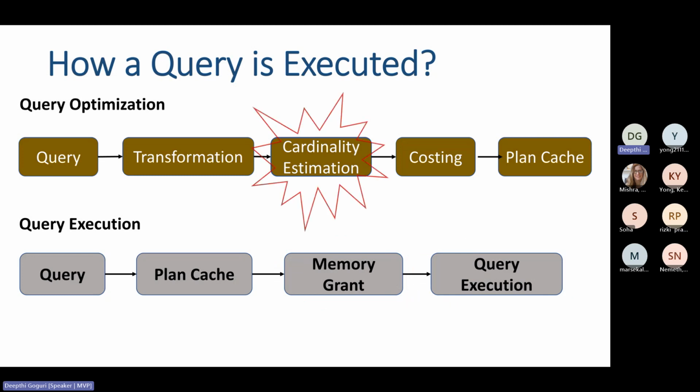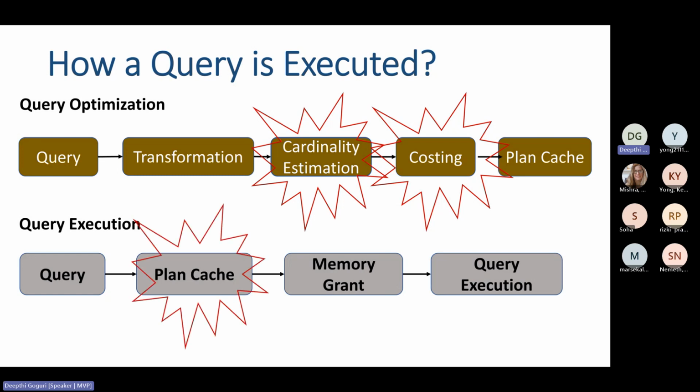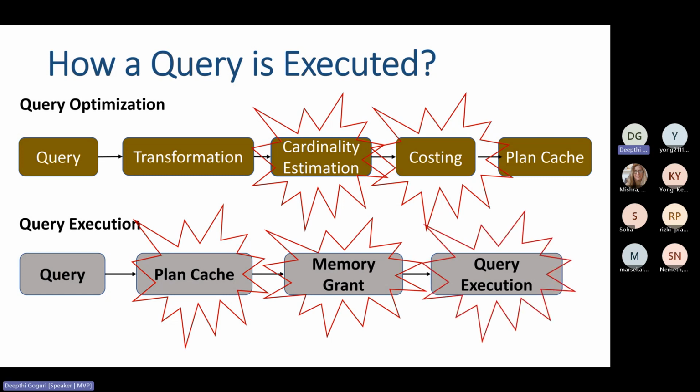Now, what if one thing goes wrong? What if the statistics are stale and not updated properly? That will affect the cost, because based upon the estimates only, the cost will be decided. And if the cost is not properly decided, then the wrong plan might be saved inside the plan cache. And based upon those wrong estimates, the wrong memory grant will be allocated, and the execution will be affected.